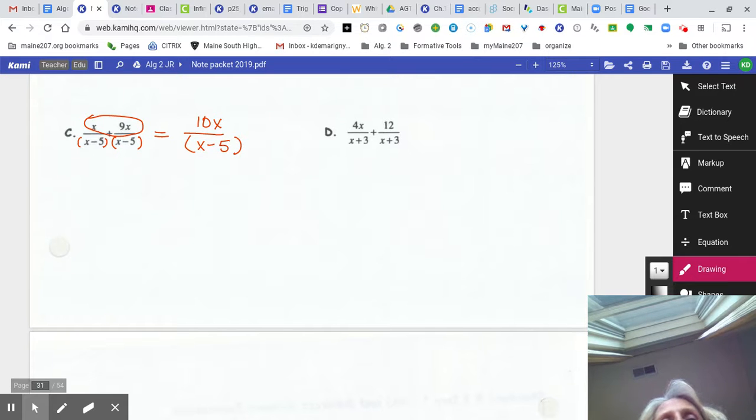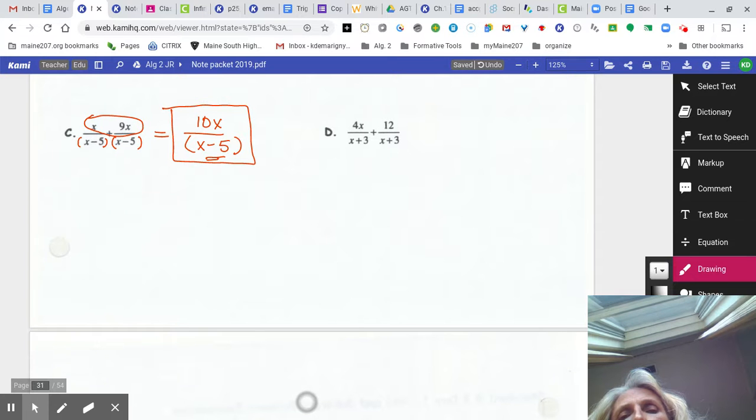Now, I do keep them grouped together because I have students who will want to simplify or cross out the x and the 5 and the 10. You can only cross out another family, x minus 5, if you find another one, which we don't have. So therefore, this is the solution of the addition x over x minus 5 plus 9x over x minus 5.